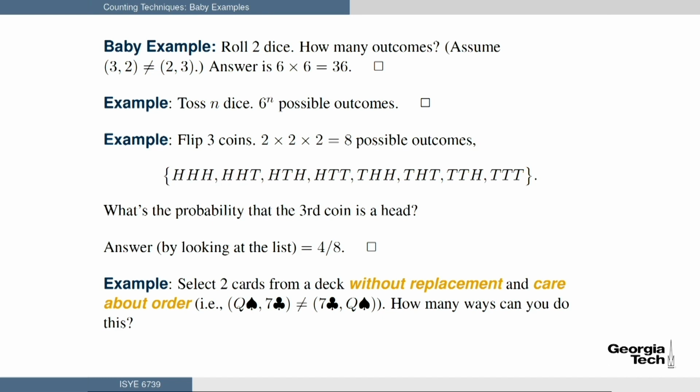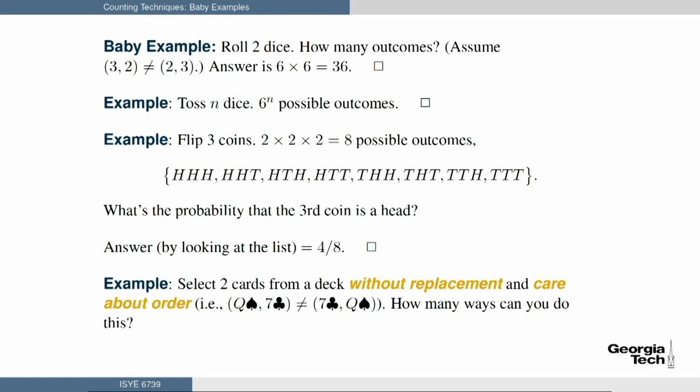They're divided into 13 ranks from each of 4 suits, and a suit is something like hearts and clubs and spades and diamonds. The ranks are the numbers, 1 through 13. The number 1 is usually referred to as an ace, and the numbers 11, 12, and 13 are referred to as jack, queen, king. So, for instance, if I care about order, then a queen of spades followed by a 7 of clubs is not equal to a 7 of clubs followed by a queen of spades.